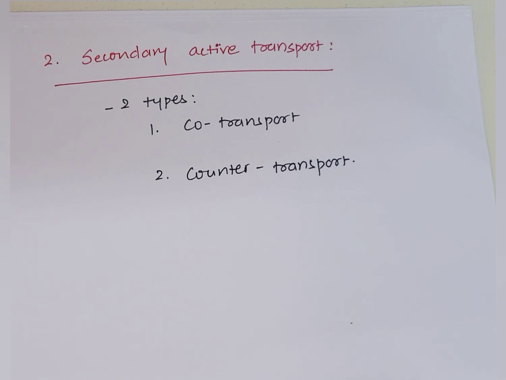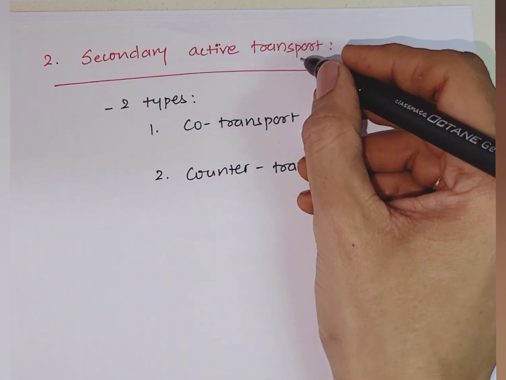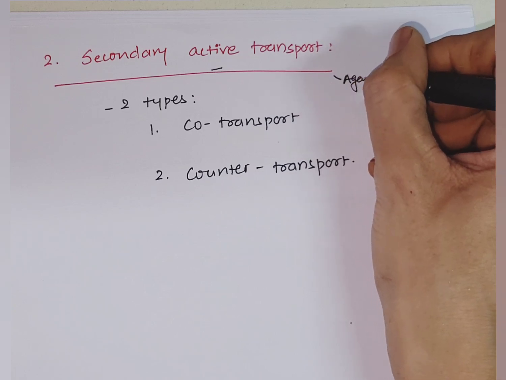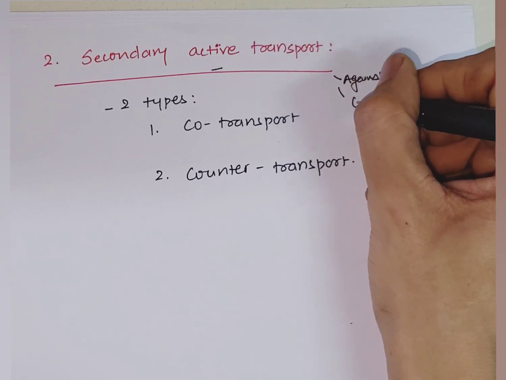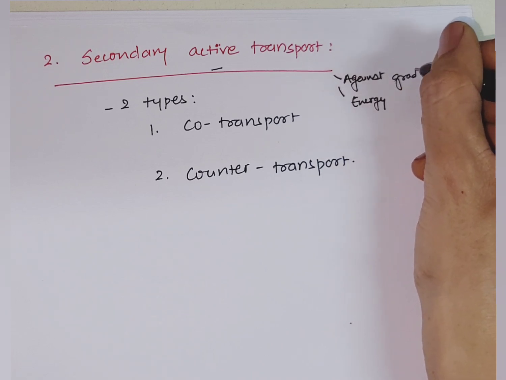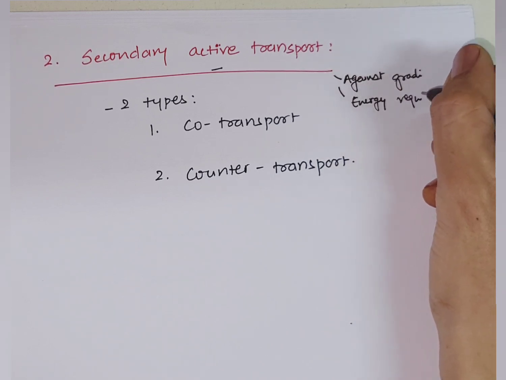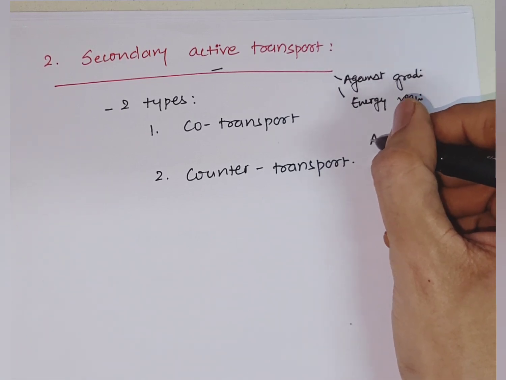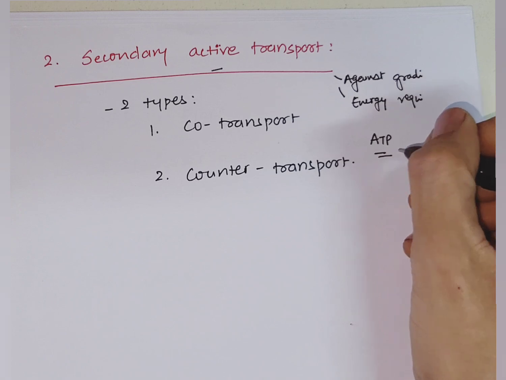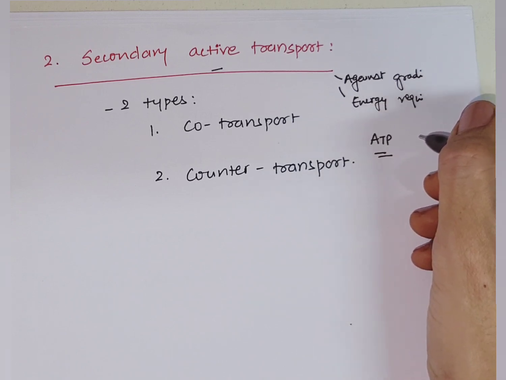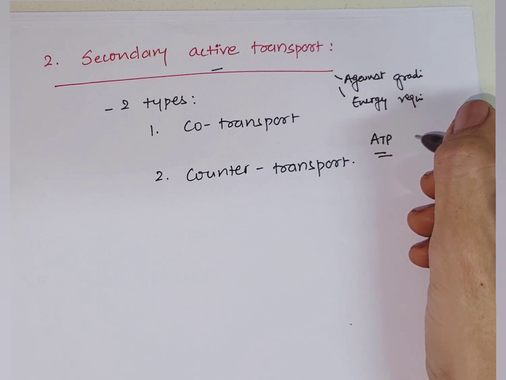Now, next is secondary active transport. What is secondary active transport? Active transport means two things: against the gradient, and energy is needed. But what is the important difference from primary active transport? In primary active transport, energy comes directly from ATP. Here it does not come directly from ATP. This energy has been stored in the form of a concentration gradient somewhere else, and that is being used.